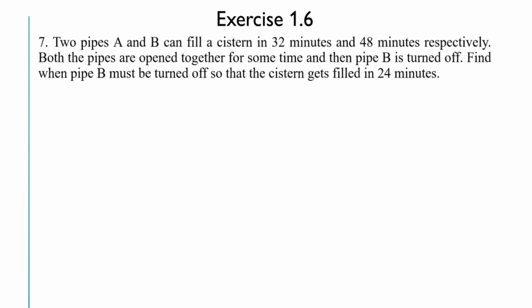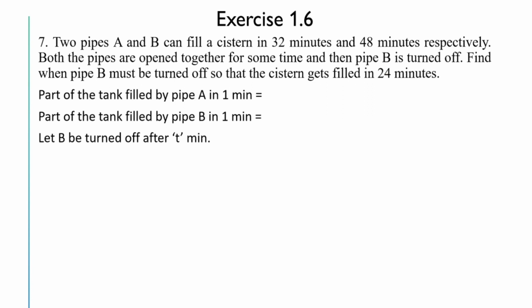Next question. Two pipes A and B can fill a cistern in 32 minutes and 48 minutes respectively. Both the pipes are open together for some time and then pipe B is turned off. Find when pipe B must be turned off so that the cistern gets filled in 24 minutes. So we are given the time in which A and B can fill a cistern, and they have said B is turned off after some time, because of which the cistern gets filled in 24 minutes. We have to find when pipe B is turned off.